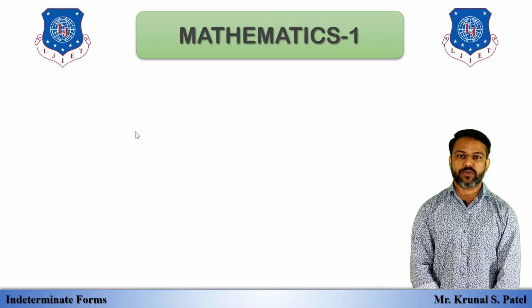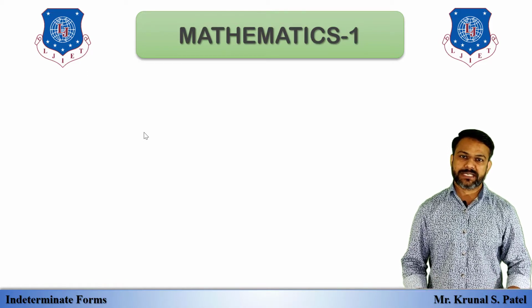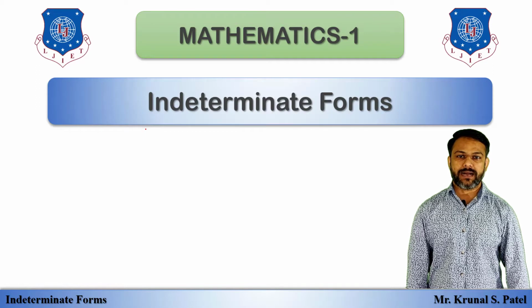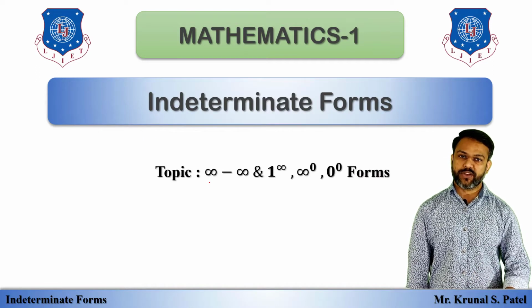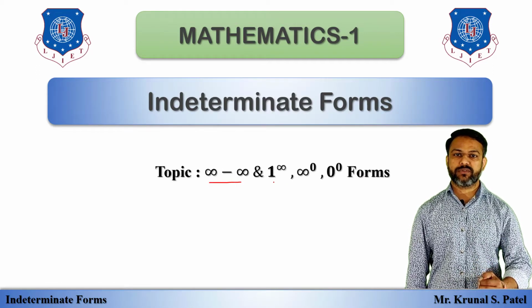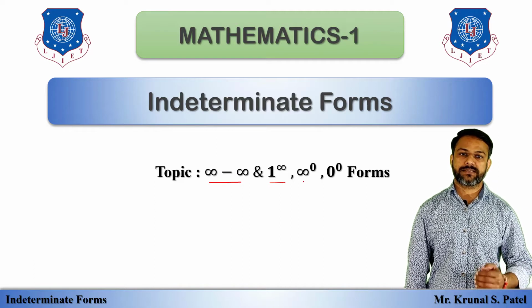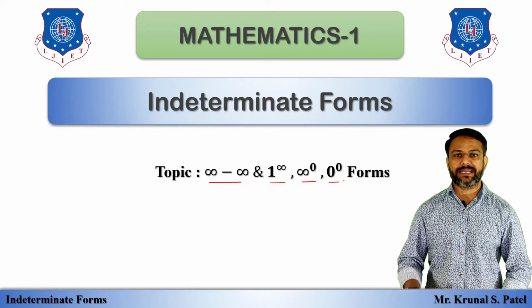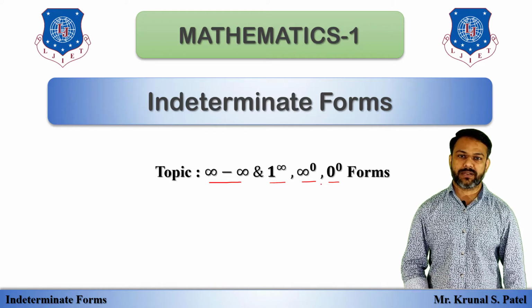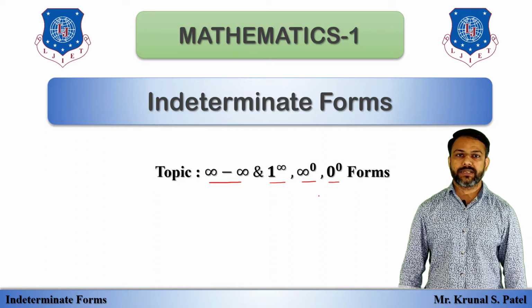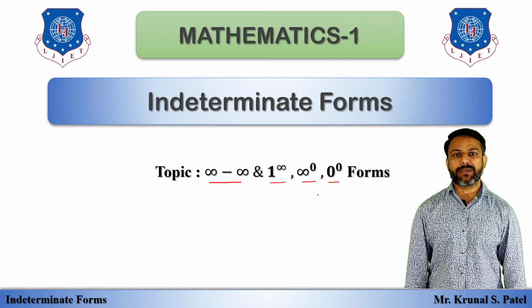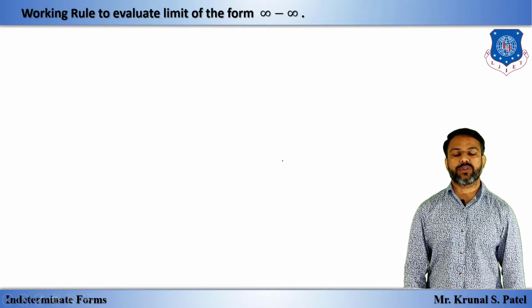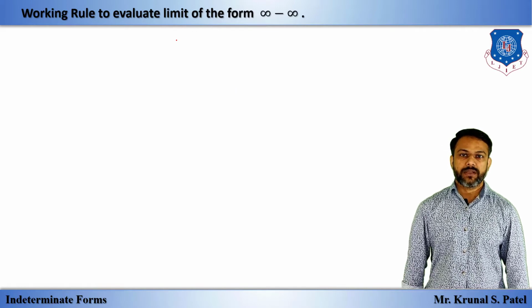Let's start with the course Mathematics 1, same chapter, indeterminate form, but the topics are infinity minus infinity form, 1 raised to infinity, infinity raised to 0 and 0 raised to 0 forms. These are the last final forms and final topic of this chapter. So let's start with the form infinity minus infinity. First, we will see the working rule to evaluate this form.